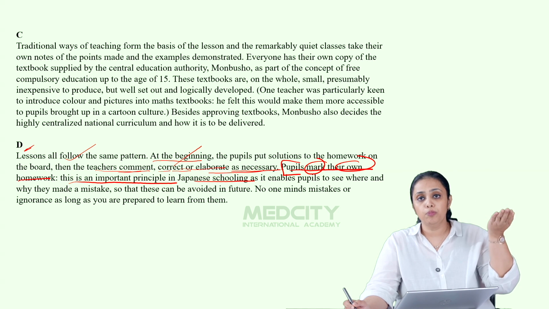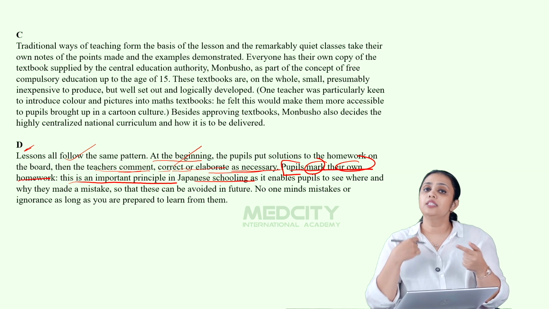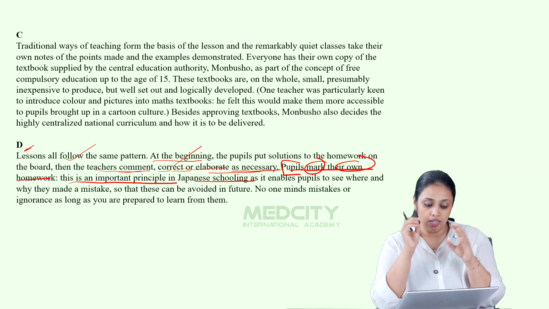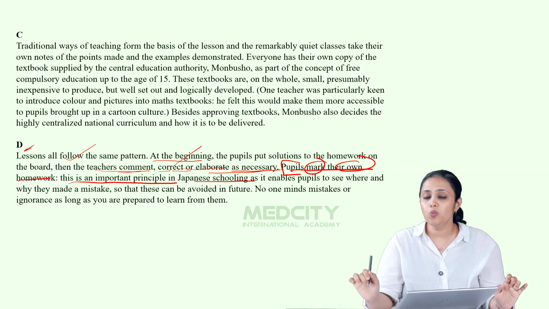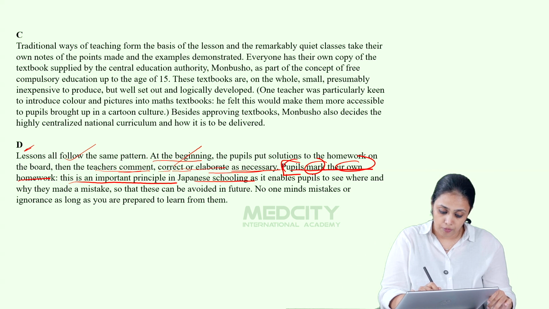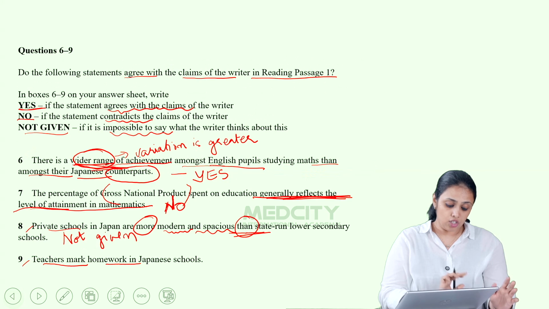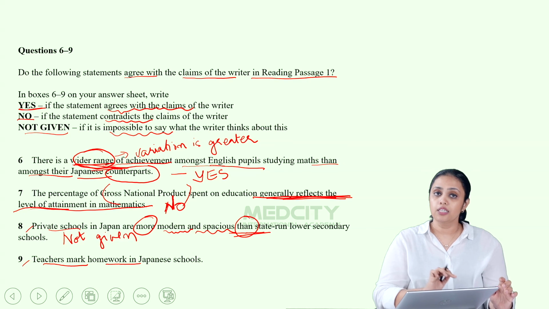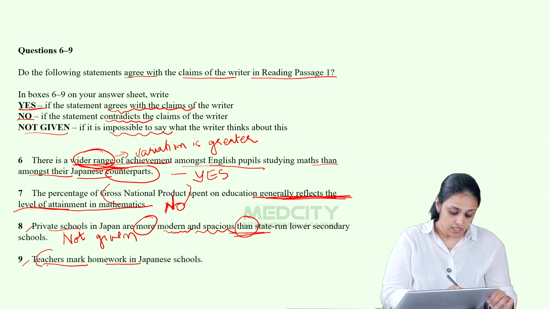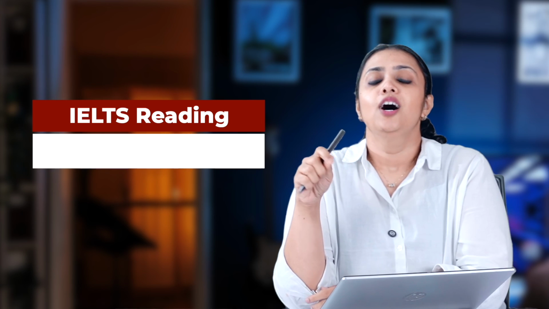The solution that has been written on the board, the teachers comment and correct it as necessary. But regarding the homework done in their books, the pupils mark or correct their own homework, which means that it contradicts what is given in the statement. Here it says that teachers do it, but in the passage it says pupils do it, which means that it is a no.